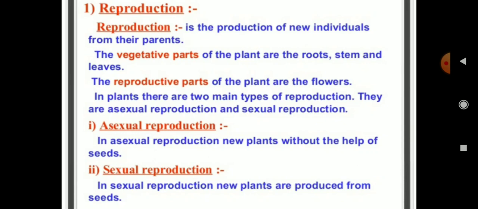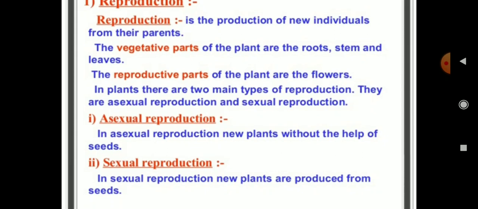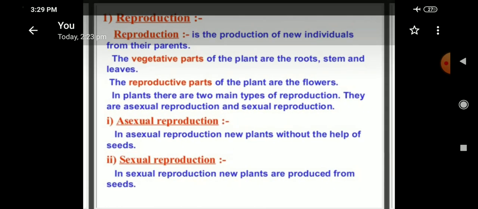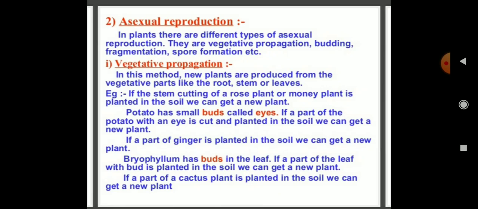Okay. Asexual reproduction means what? New plants without the help of seeds. "Without" is very important. Note this line. That means asexual reproduction. What is meant by sexual reproduction? New plants are produced from seeds. That is sexual reproduction. Okay, can you understand? Next.